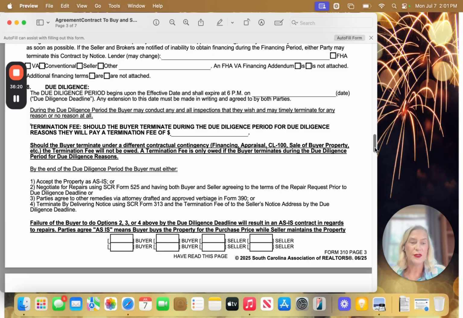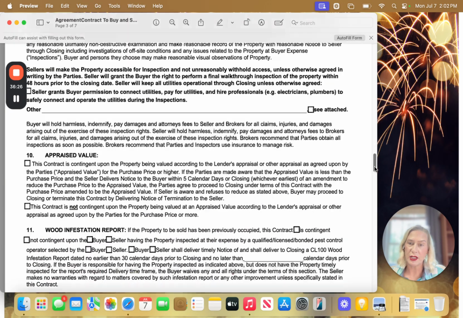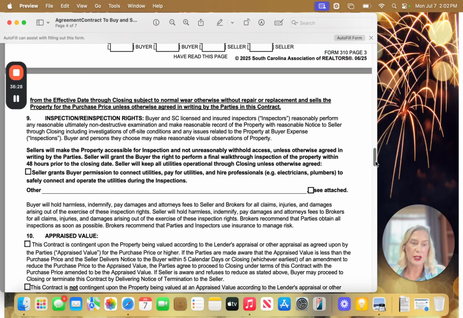So termination fee, notice of termination, or ratified repair requests, all by the end of the due diligence time frame, or your clients will be stuck in an as-is contract, which goes on and explains that there will be no repairs or replacements at all on the home, and you're still contractually bound to purchase the home.